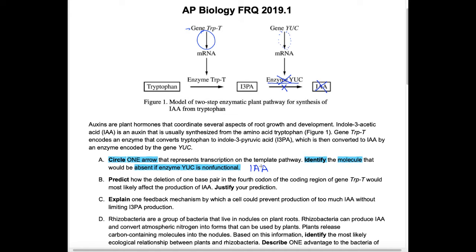Let's move on to part B. Part B states, predict how a deletion in one base pair in the fourth codon of the coding region of the gene TRPT would most likely affect the production of IAA. Justify your prediction.